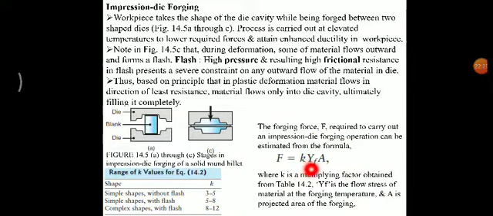Yf is the flow stress, the same thing. The flow stress means when the grains are flowing, at that time they will experience some stress in the flowing condition. And A is the projected area of the forging. That is generally taken as the area of the parting line of the die.